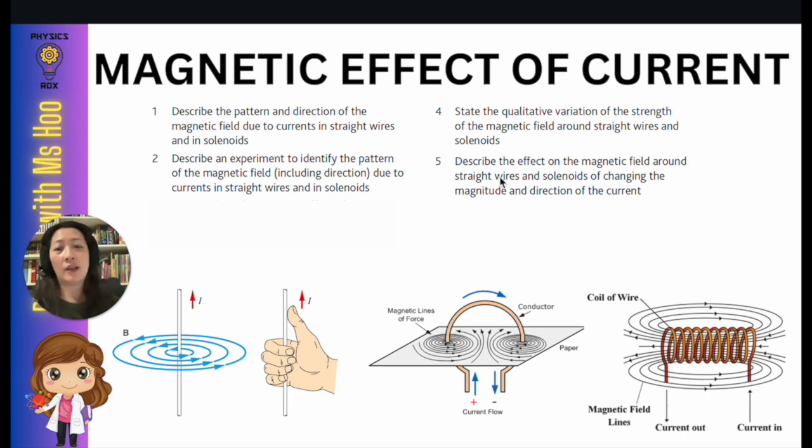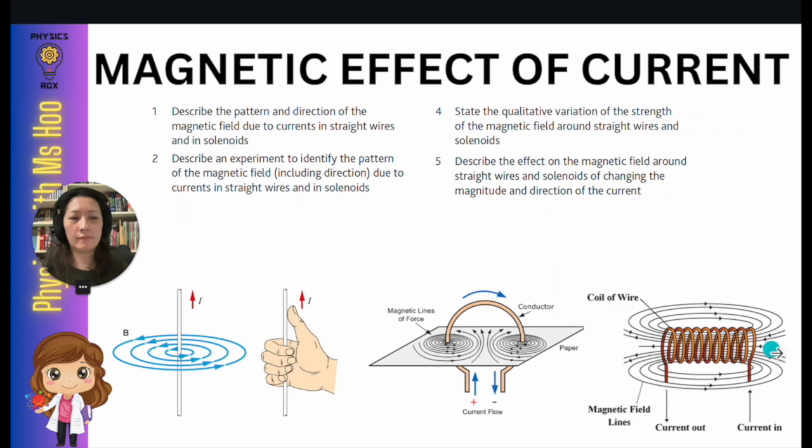You also need to be able to describe the effect on the magnetic field around straight wires and solenoids of changing the magnitude and direction of the current. Basically, by increasing the magnitude of the current, the magnetic field strength becomes stronger, and changing the direction of the current changes the direction of the magnetic field.